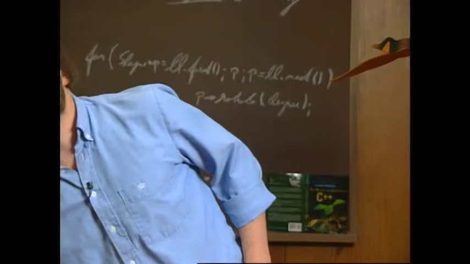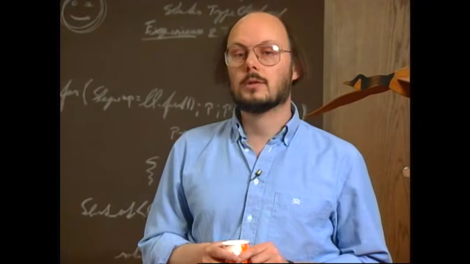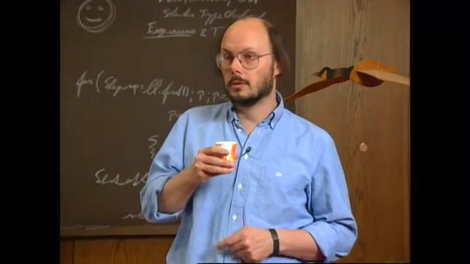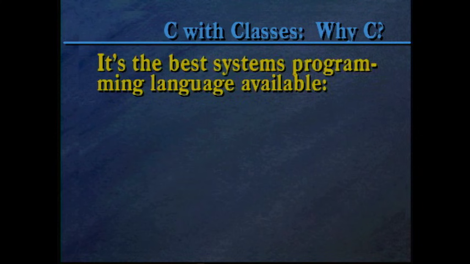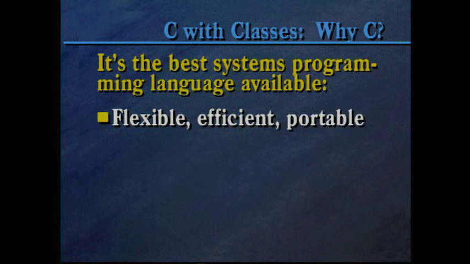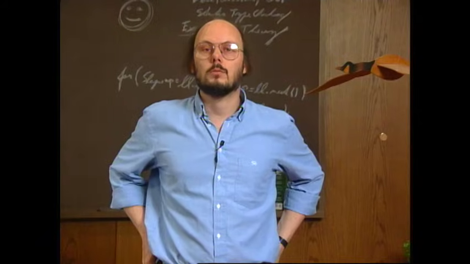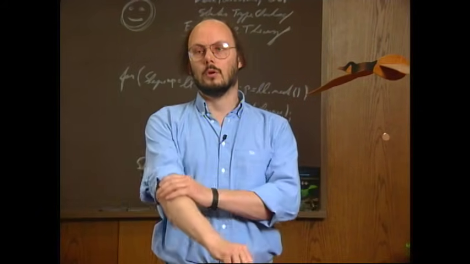There are two questions that are often asked about C with classes and later with C++. The first is why C, and the other one is why the Simula-like classes. I chose C primarily because it was the best systems programming language available. C is flexible. You can do anything you like with it. It's efficient if you know how to use it, and it's portable in a reasonable way. It's available on most machines and, quite importantly, it's known to most people in this area. If you want to build a new language, a new system, it's quite useful not to have to reinvent every wheel.